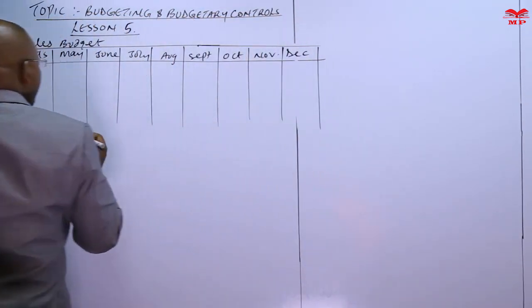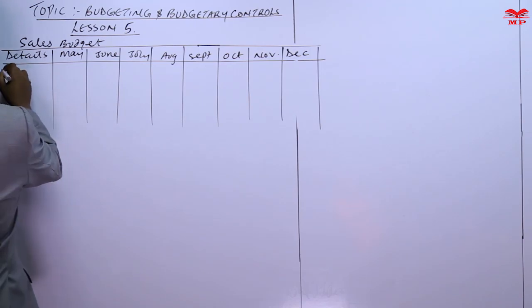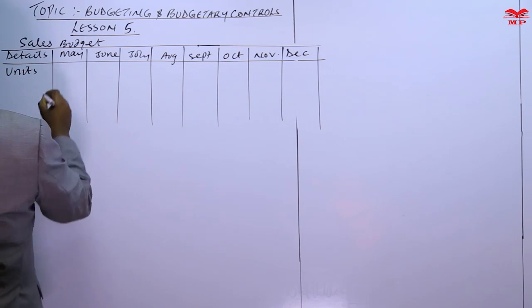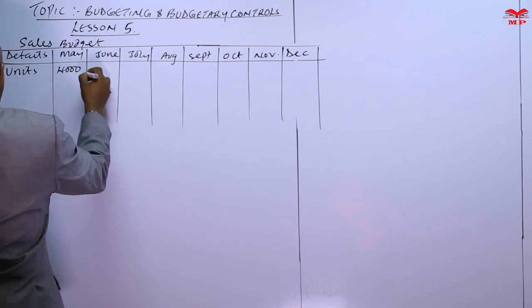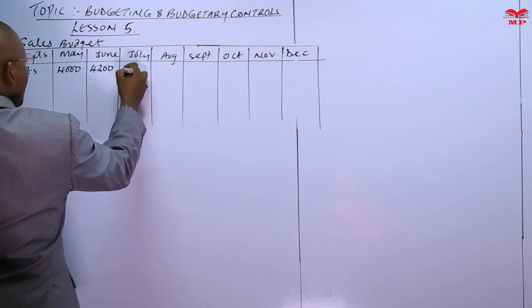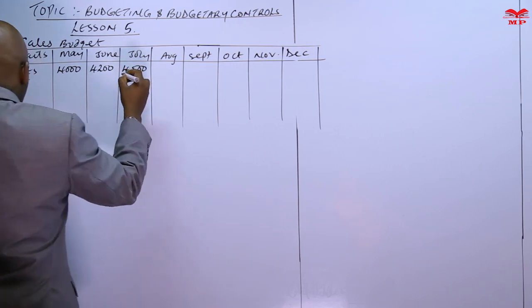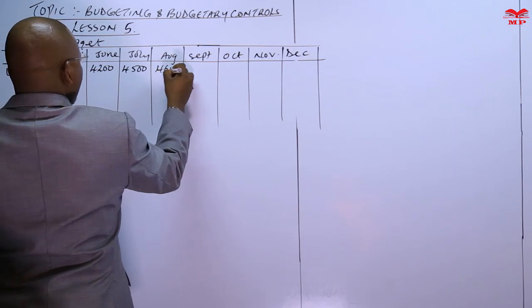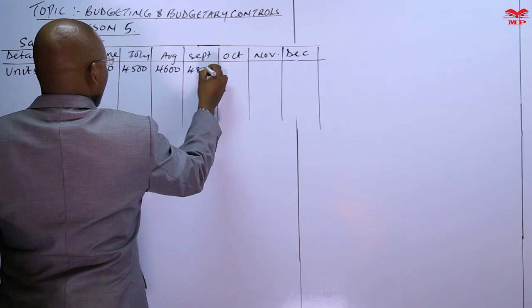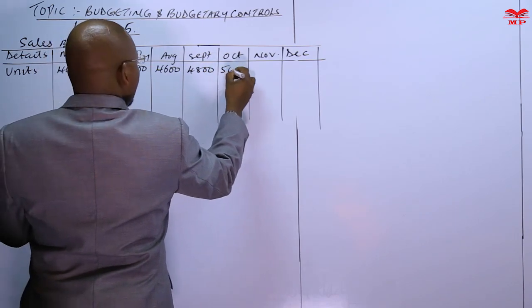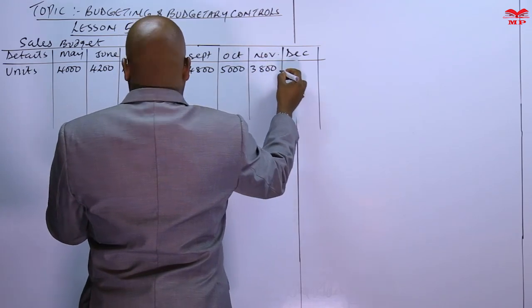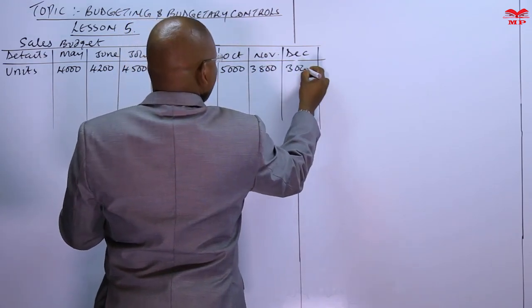So we are going to have the units. The units given there, we have 4,000, 4,200, 4,500, 4,600, 4,800, 5,000, 3,800, 3,000.